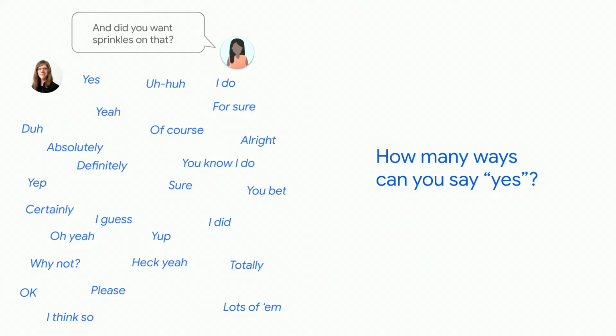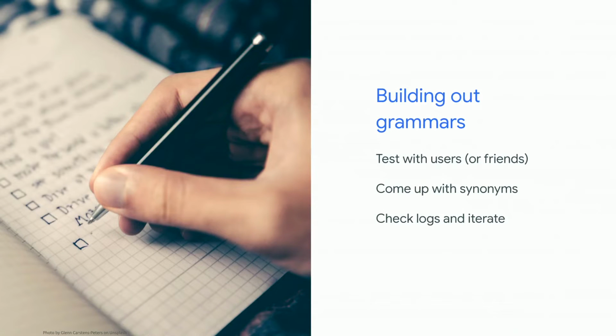So how can we solve for this easily? Well, let's go over the basics first. This is done by building out the recognition grammars. For those of you who aren't familiar with the term, a recognition grammar is the set of phrases and utterances that your action can recognize and understand.